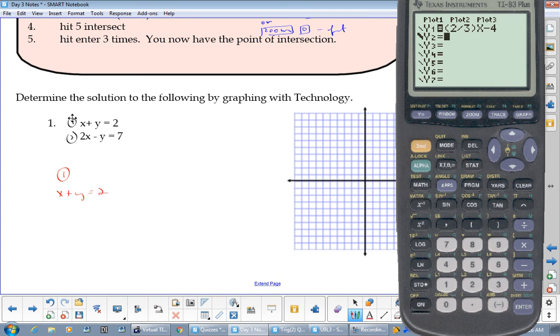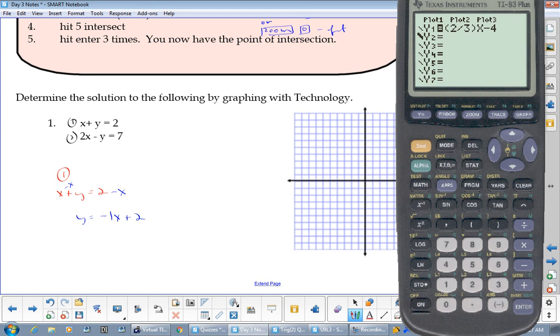Yeah, but how? We're going to subtract x from both sides, okay? And y equals negative 1x plus 2. Now why did I do that? Why didn't I just leave it as 2 minus x?